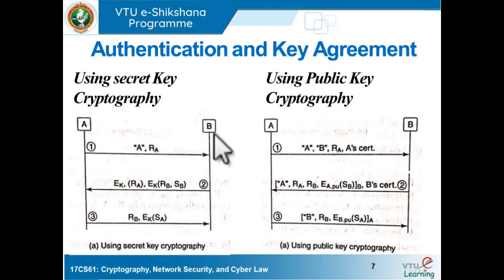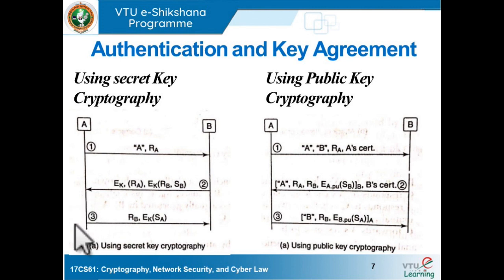Now, the communicating party B also selects SB. Now, over here what is SB? SB is the session key that is selected by B. Now, this session key along with the nonce together is encrypted using the secret key that is shared by the communicating parties A and B, and then it is sent to A.